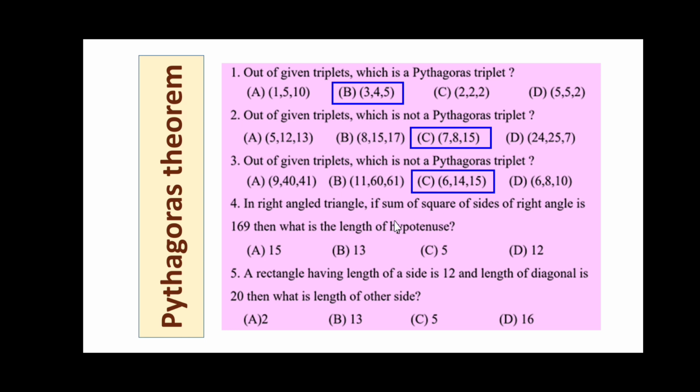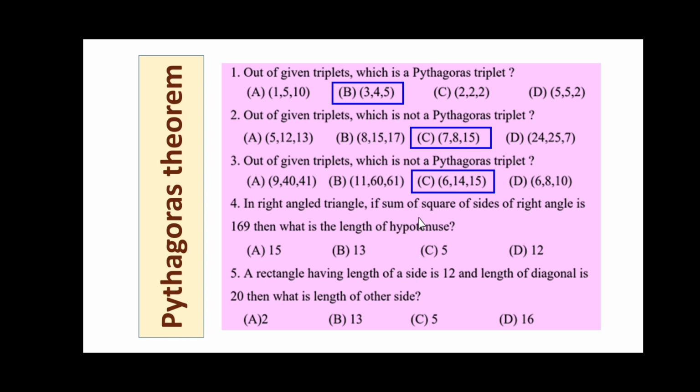The rest are Pythagorean triplets. In a right angle triangle, in a Pythagorean triplet, friends, the square of the biggest number is equal to the sum of the squares of the remaining two. If that validates, it is a Pythagorean triplet. If it is not valid, then we could say that it is not a Pythagorean triplet.